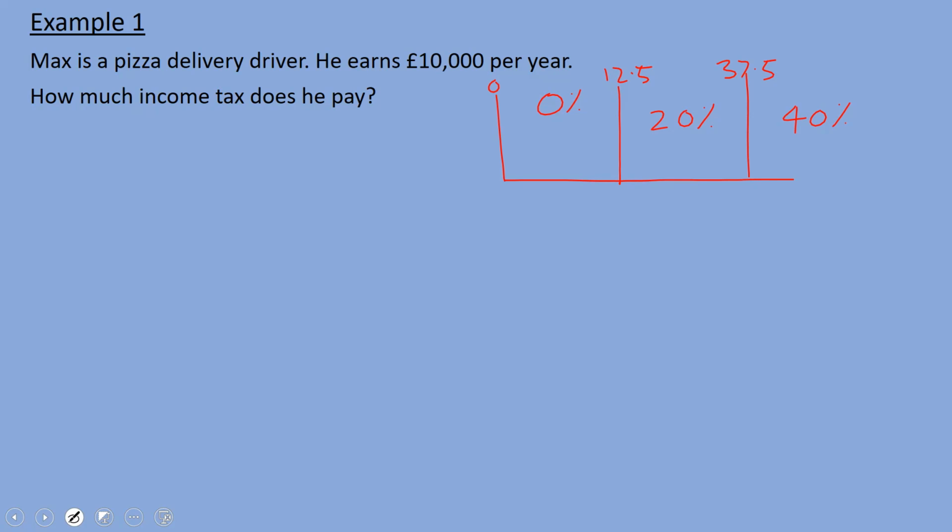Okay, so Max is earning £10,000. 10,000 is about here. So here's Max's income, and all of this income here is in his tax-free allowance. So Max doesn't pay any income tax. So £0 in tax per year for Max.